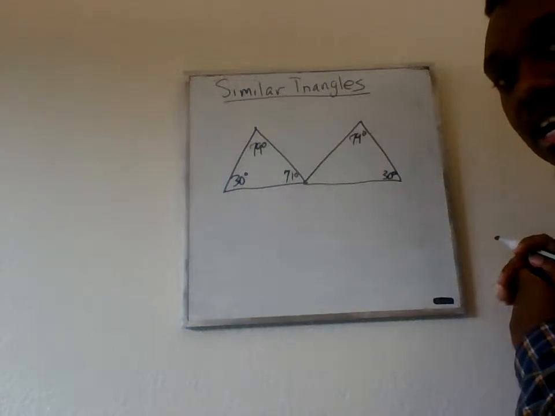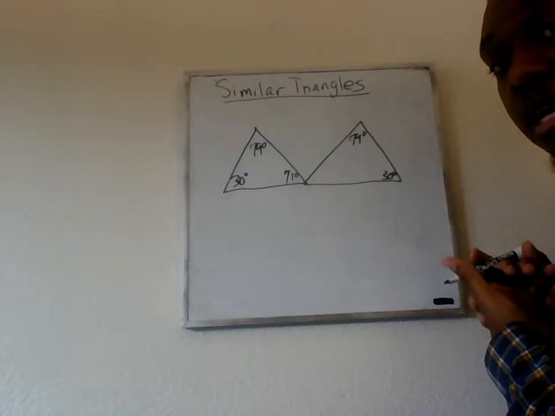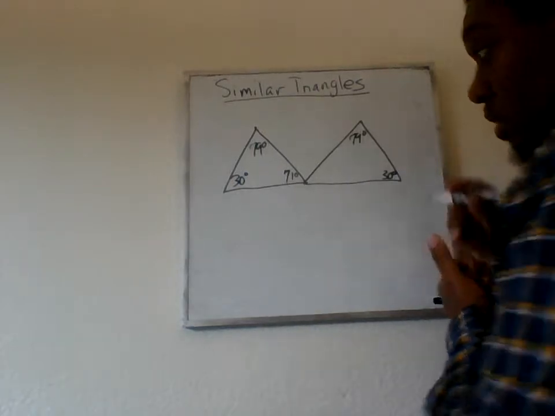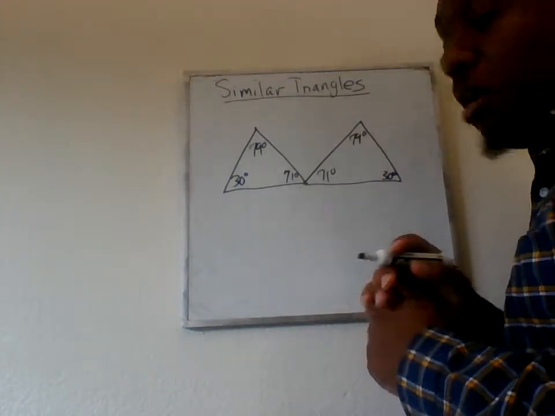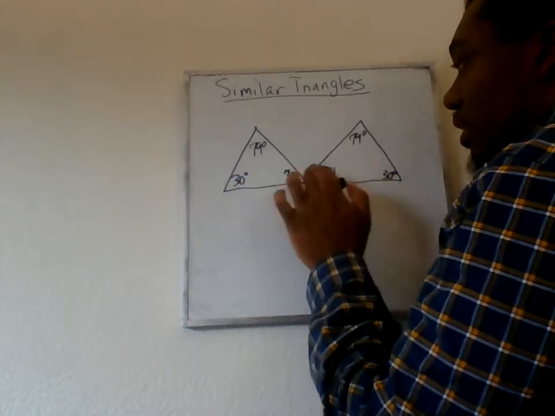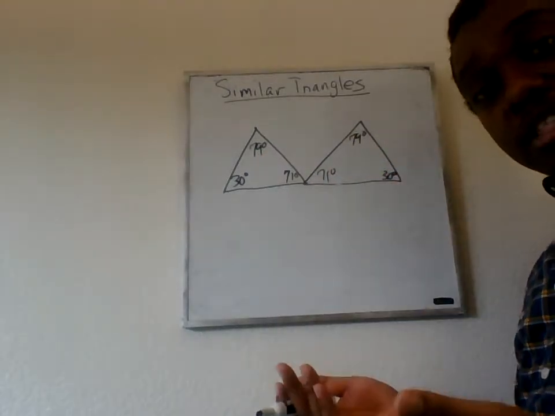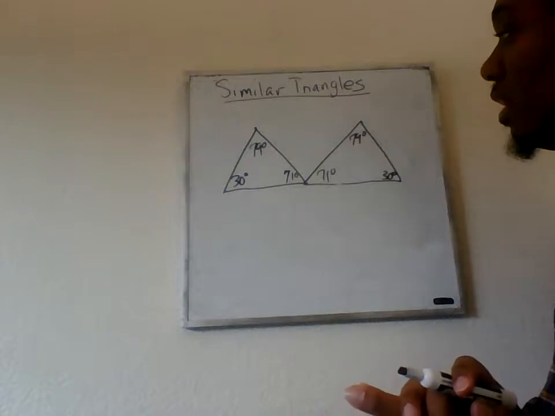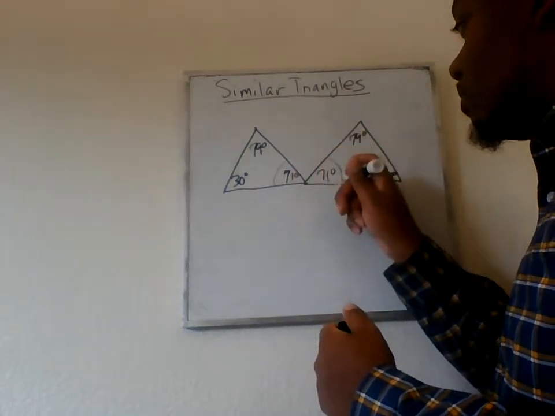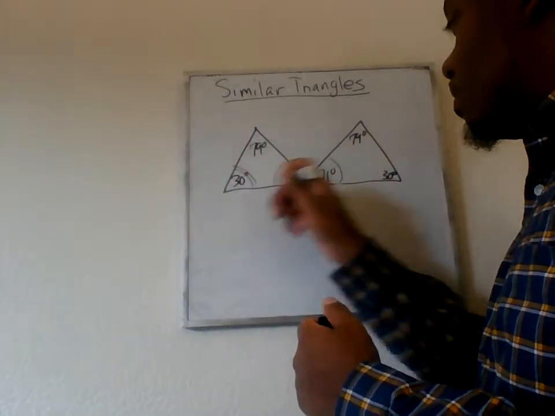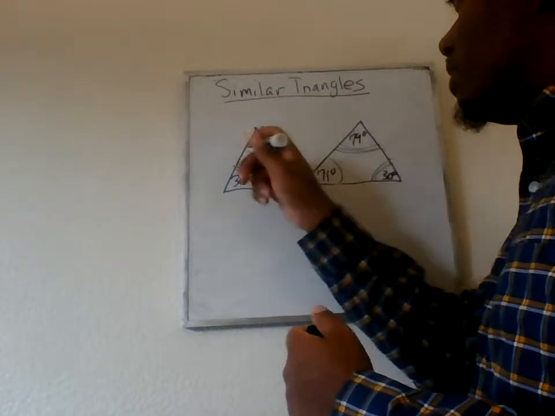Well, that's what that is there. But just to be sure, 79 plus 30 equals 109. That means we need 71 more degrees in order to get to 180. Well, 30, 30, 71, 71, 79, and 79. These two triangles are now similar. If they're similar, that means their angles have to be congruent. We see that they are. We have 71 with 71, 30 with 30, and 79 with 79.